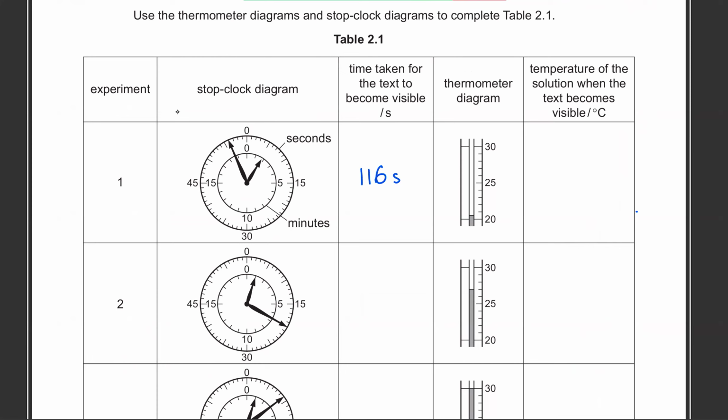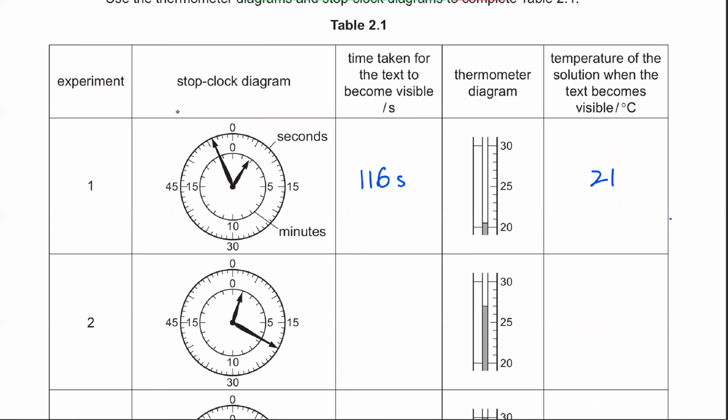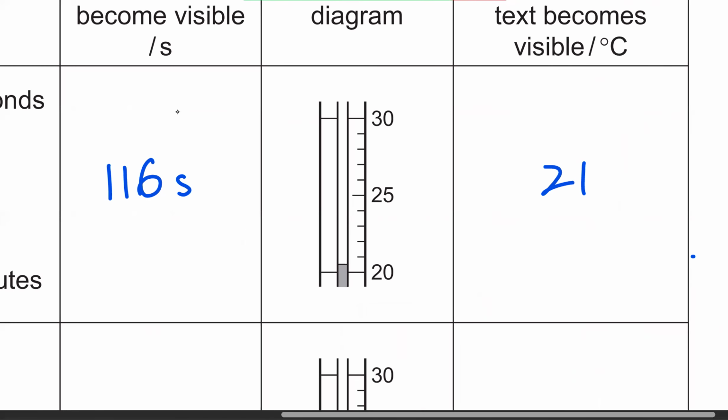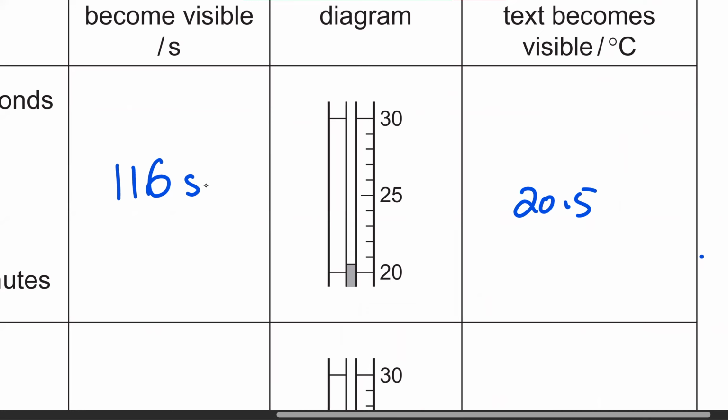What's the temperature? The temperature is going to be 21, I think it's 21. Okay, so always remember to read carefully. Mr. Fahad, could you zoom in one sec? Because I don't think it's 21. It's not touching the 21 line. Yeah, it's somewhere in the middle. So 20 point what? 5. Okay, 20.5. When we write temperature, are we supposed to put 0.0 if it's a whole number?